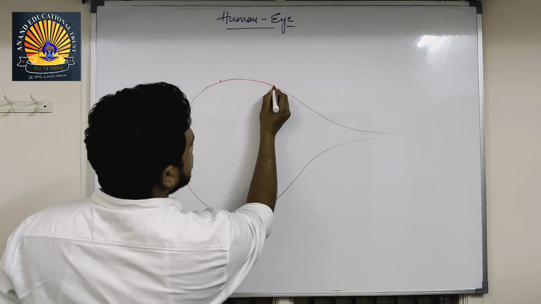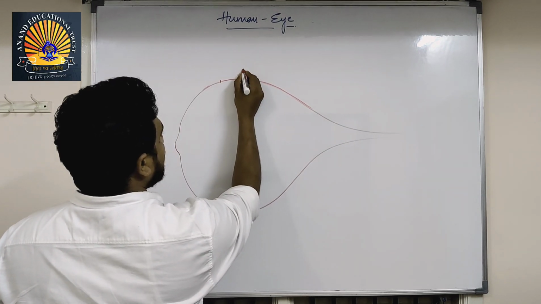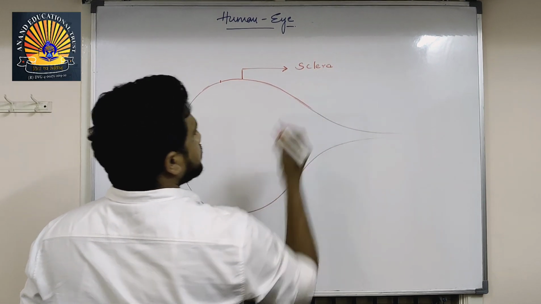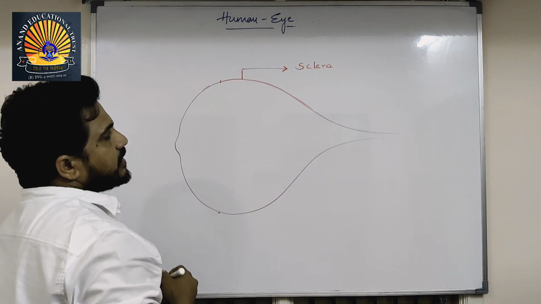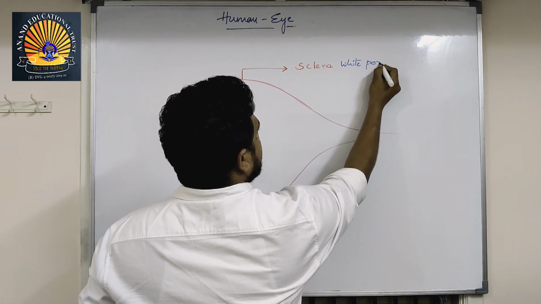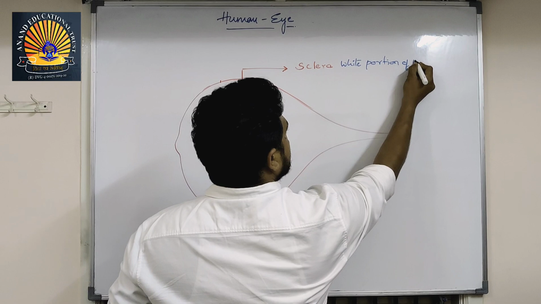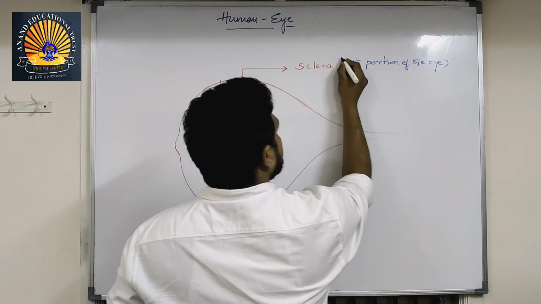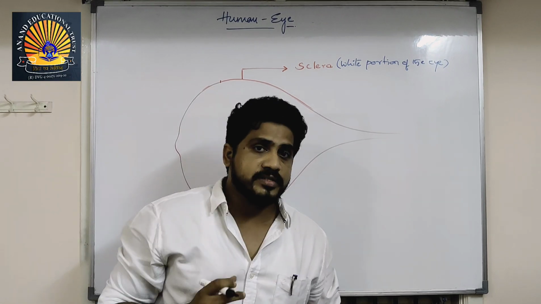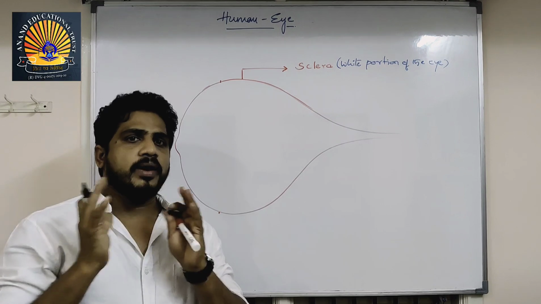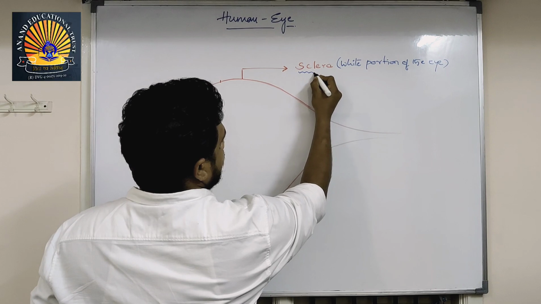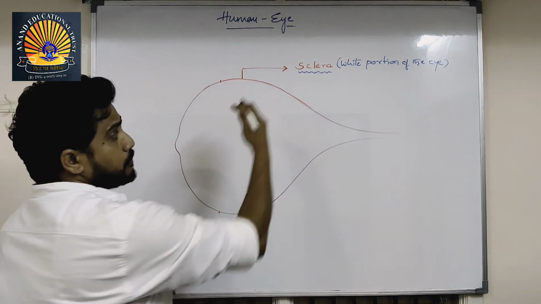The posterior part is called sclera. Generally, sclera is the white portion of the eye. In the center of the eye, you can see the dark structure, and around it there is a white portion that is simply called sclera. It occupies the first layer, on the anterior side and posterior side.